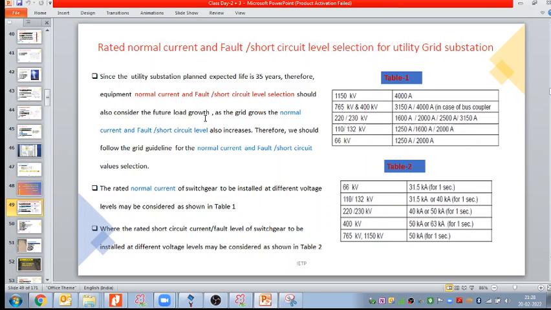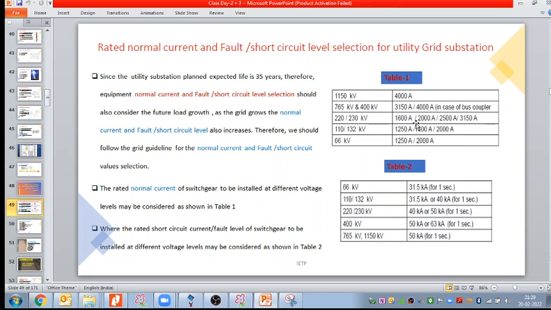So they will also contribute to the fault, and the load will also increase. So considering the past 10 year or 5 year load growth requirement, the grid transmission planning department plans for the next 5 years and next 10 years or next 30 years load, considering some margin also. So that is why when they open any tender, in the tender they always mention what should be the equipment current rating.